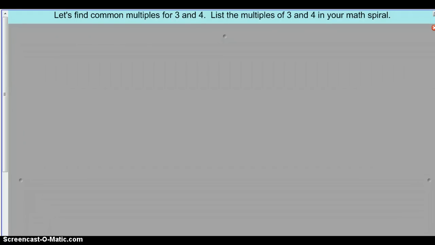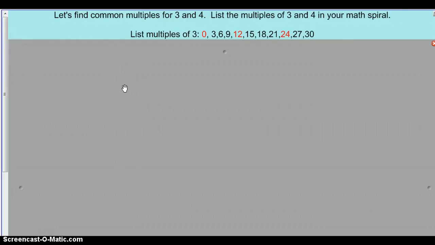Let's find common multiples for 3 and 4. List the multiples of 3 and 4 in your math spiral. Pause the video now to do so. When I list the multiples of 3, I go by 3, 0 times 3, 1 times 3, and so on. So I get 0, 3, 6, 9, 12, 15, 18, 21, 24, 27, 30. Also, you could do skip counting by 3s.